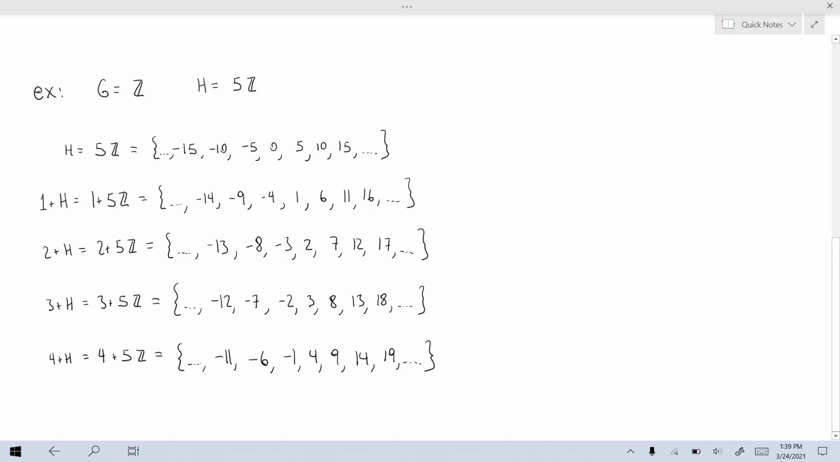Now here I computed the left cosets of H, but of course since G is abelian, the left cosets of H happen to coincide with the right cosets as well. If your group is not abelian, then it will not be the case that the left and right cosets coincide. Not necessarily, okay?